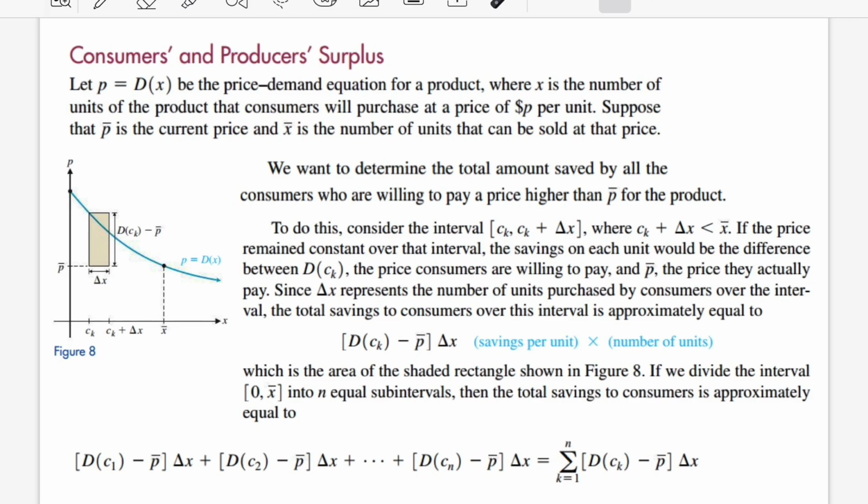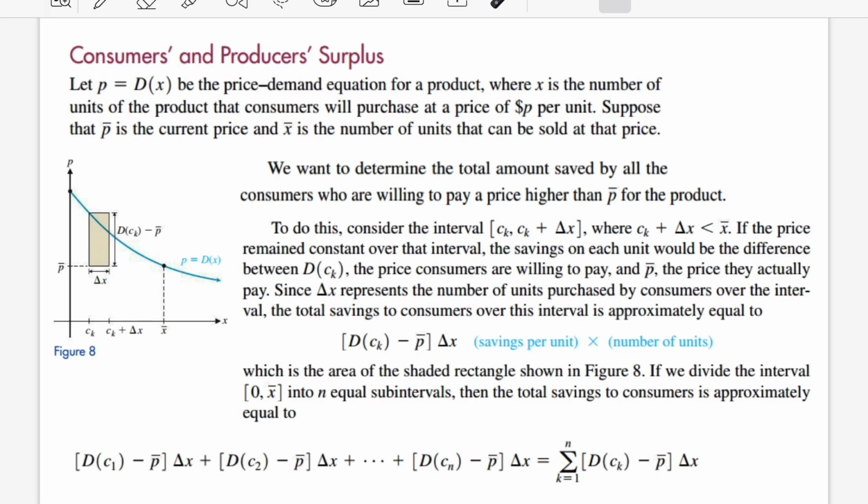Now, looking at this curve here in figure 8, notice that the price-demand curve shows that if the price is higher than this P bar, then the demand X is going to be less than this X bar. However, some customers are willing to pay this higher price, and so customers who are willing to pay more than P bar, but who are still able to buy the products at P bar, will have saved money. So what we want to do is determine the total amount saved by all the consumers who are willing to pay a price higher than P bar for the product.